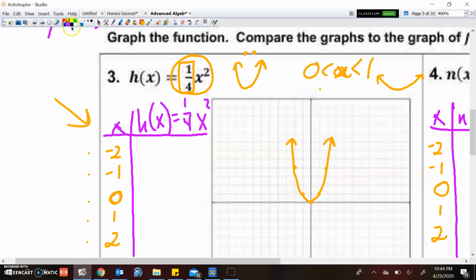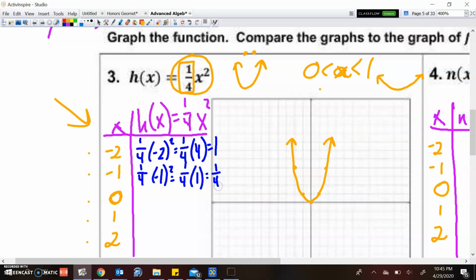I'm going to change my pen. Let's do blue. So this is going to be 1/4 times -2 squared. Doing PEMDAS, -2 squared is +4, and 1/4 times 4 is 1. This one's going to be 1/4 times -1 squared, which is 1/4 times +1, or 1/4. 0 is always going to be our nice one.